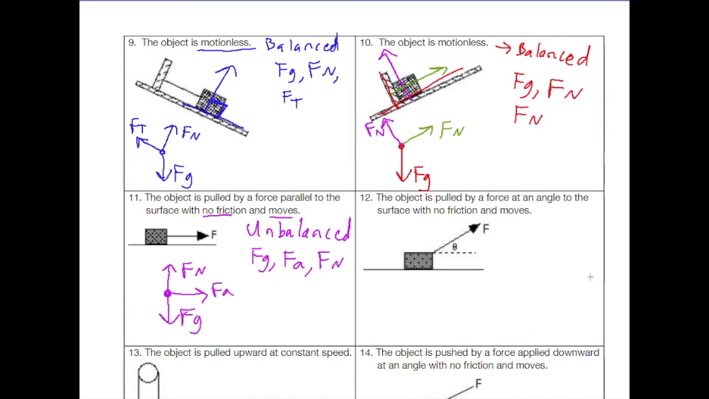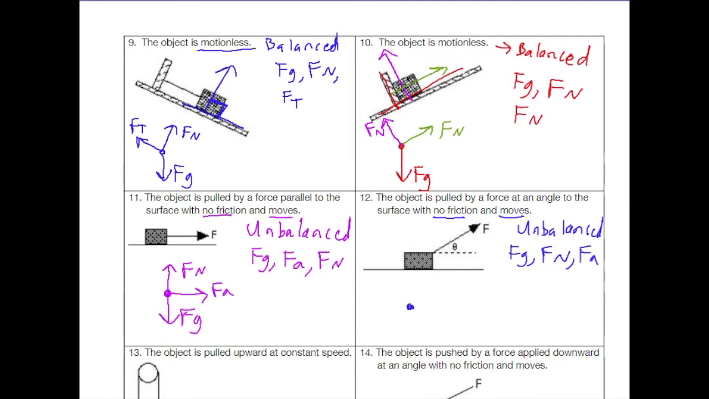Number 12, the object is pulled by a force at an angle to the surface with no friction and it moves. So again, if there's not any friction, but it's moving in that direction, it's going to be unbalanced because it's going to speed up. Listing our forces like we did before, we have force gravity, we have force normal, and we still have force applied because we can see that right here in our problem.